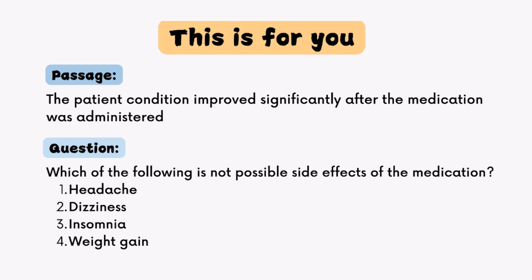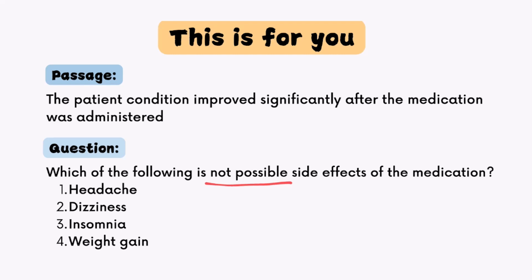This is your passage: the patient's condition improved significantly after the medication was administered. Their question was, which of the following is not a possible side effect of the medication? So you have to understand the key point. Which of the following is not possible? Not possible in the sense that either they have not mentioned it here or else it's completely beyond the information, right? That you need to understand, right?